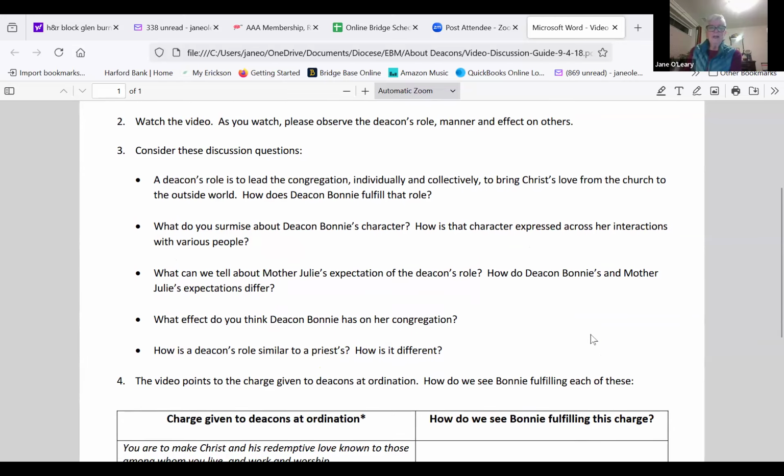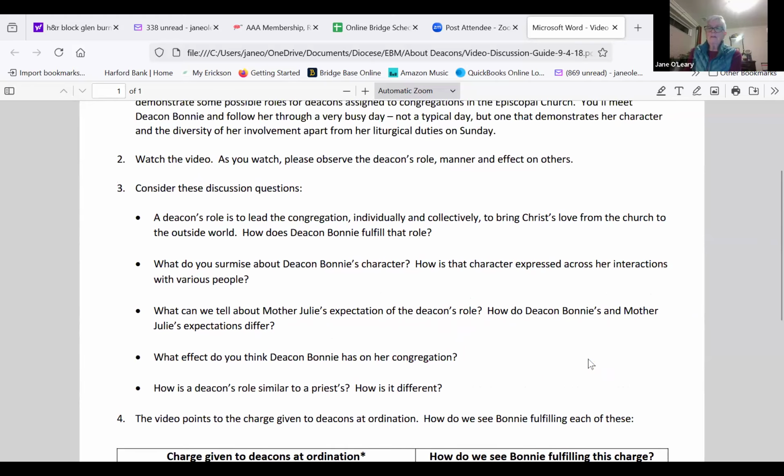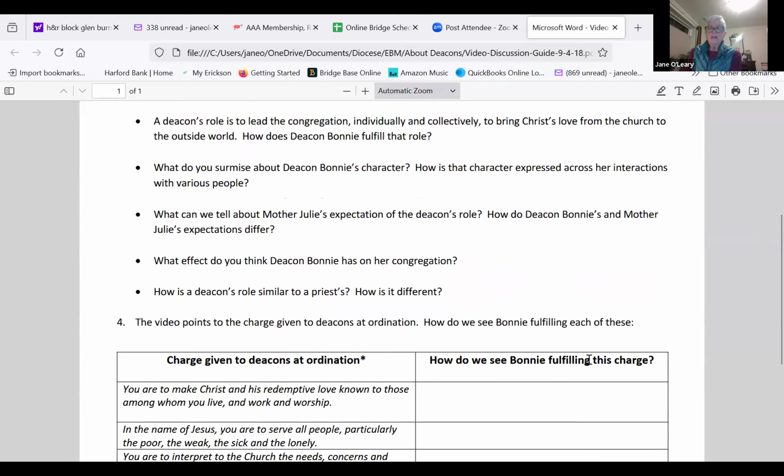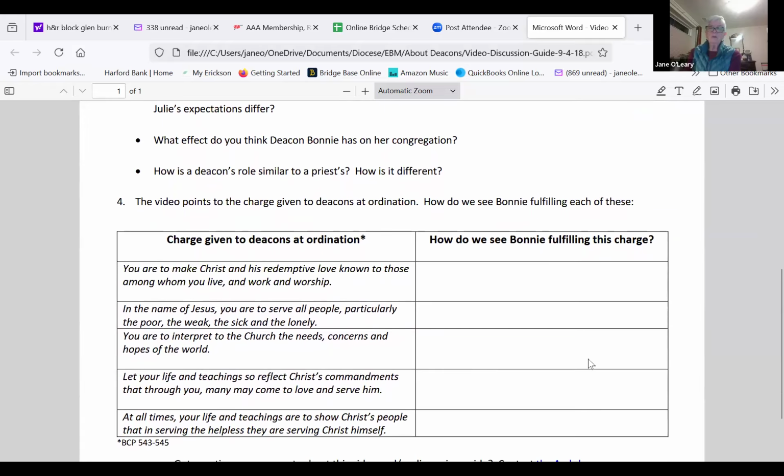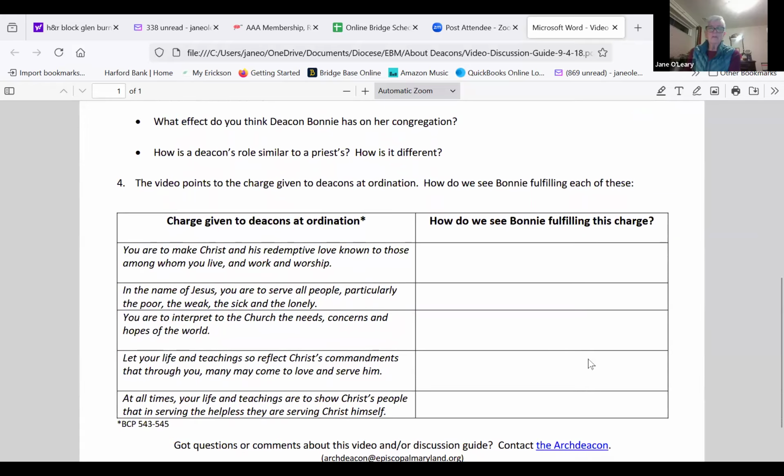Okay, so quickly, the video points to the charge given to deacons at ordination. How do we see Bonnie fulfilling each of these? We don't have to go through this whole exercise, but you see on the left are things drawn right out of the prayer book. And by the way, I would urge everyone to look at those vows and get inside that ordination service and see what you're promising.